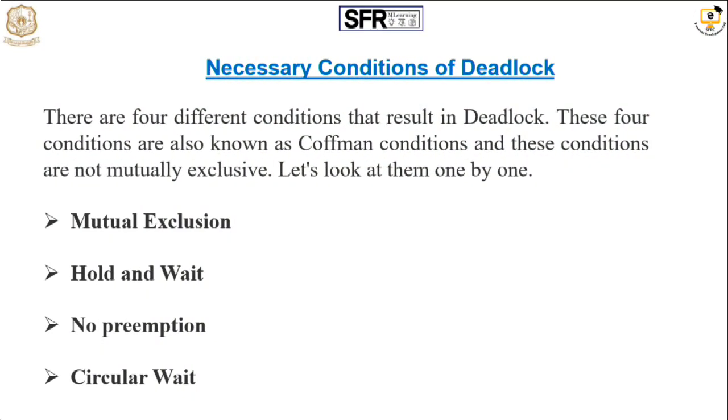These are the necessary conditions of deadlock. There are four conditions that result in deadlock. These four conditions are known as the deadlock conditions. The first one is mutual exclusion, then hold and wait, no preemption, and circular wait. Let us see them one by one.